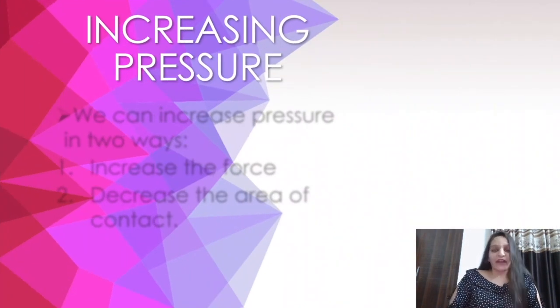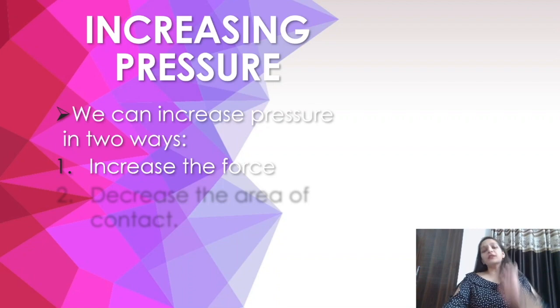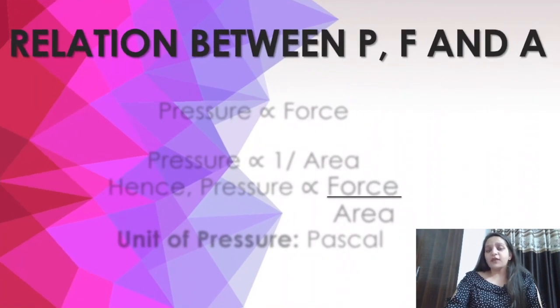Now, let's see what factors cause the increase in pressure. We can increase the pressure in two ways. The first way is to increase the force. How can we do it? We can increase it by increasing the weight of the body. Let's say you replace your puppy with a bigger dog. In that case, we increase the amount of force. The second way is by decreasing the area of contact. That happened when your dog stood up and is now standing on his paws, so you start to feel more pressure. So we can increase the pressure by two factors: by increasing the force, and by decreasing the area of contact.